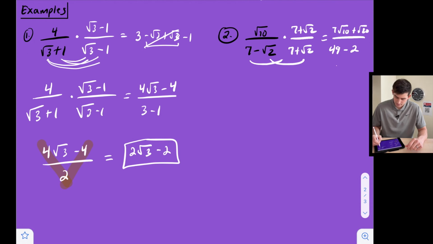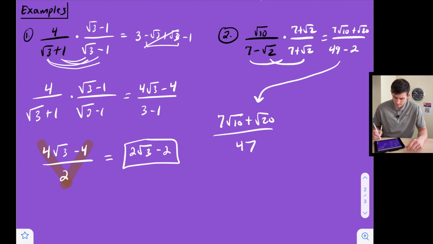So now let's bring it over here. So now we have 7 root 10 plus a square root of 20 divided by 47. And I'm looking at the radicals that we have. The square root of 20 can be simplified because 4 is a perfect square factor. So we could say 7 root 10 plus, and we could do 4 times 5. So we can pull out a 2, so 2 root 5, and divided by 47.